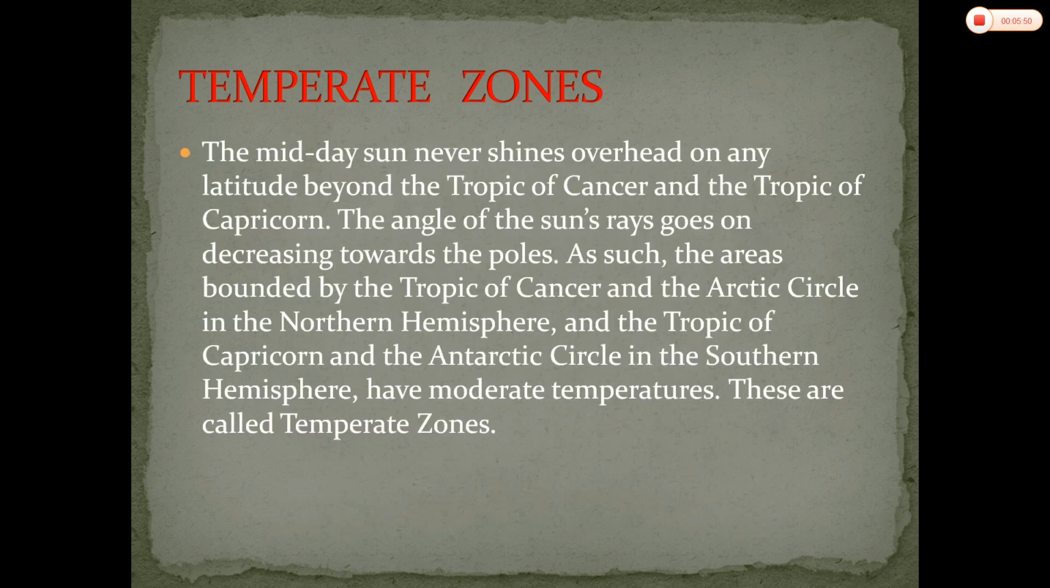Now, the midday sun never shines overhead on any latitude beyond the Tropic of Cancer and the Tropic of Capricorn. The angle of the sun rays goes on decreasing towards the poles. As such, the areas bounded by the Tropic of Cancer and the Arctic Circle in the northern hemisphere and the Tropic of Capricorn and the Antarctic Circle in the southern hemisphere have moderate temperatures. These are called temperate zones.